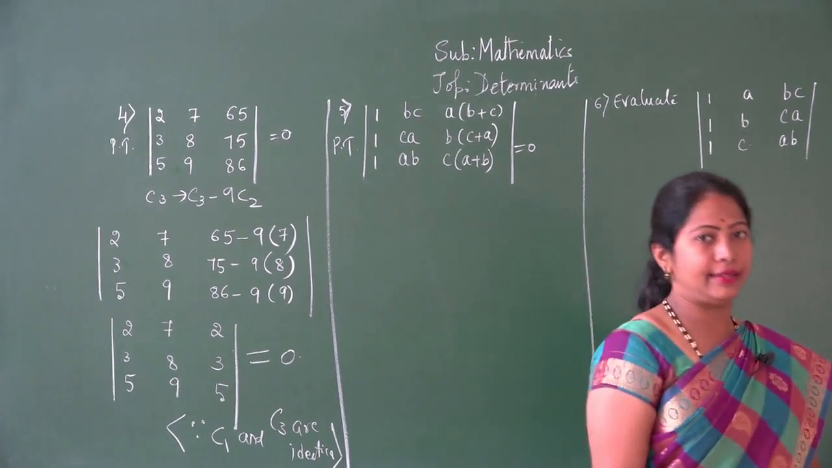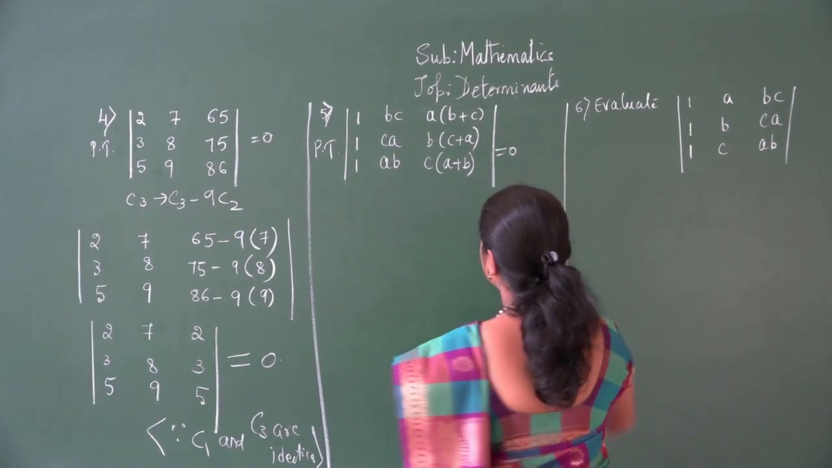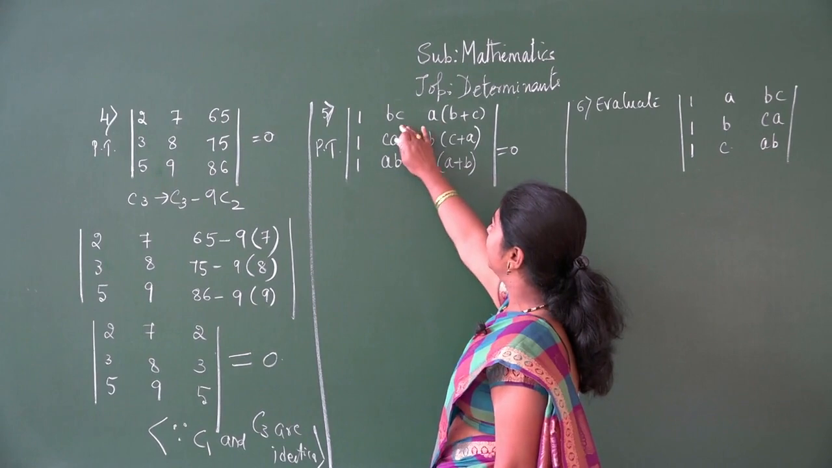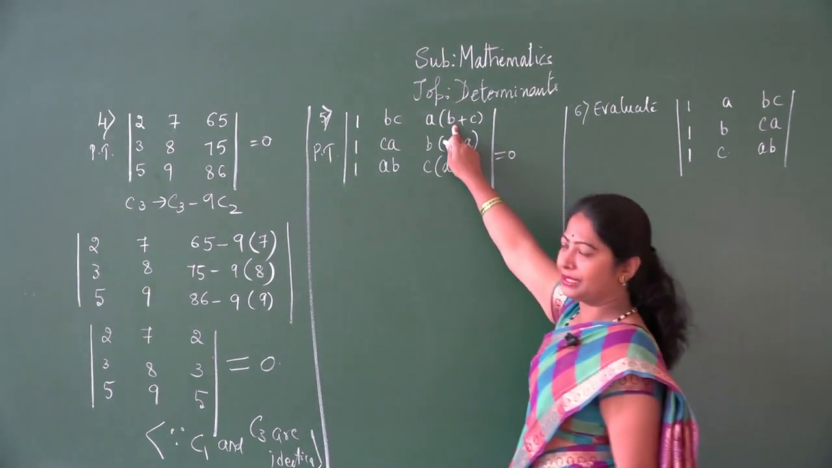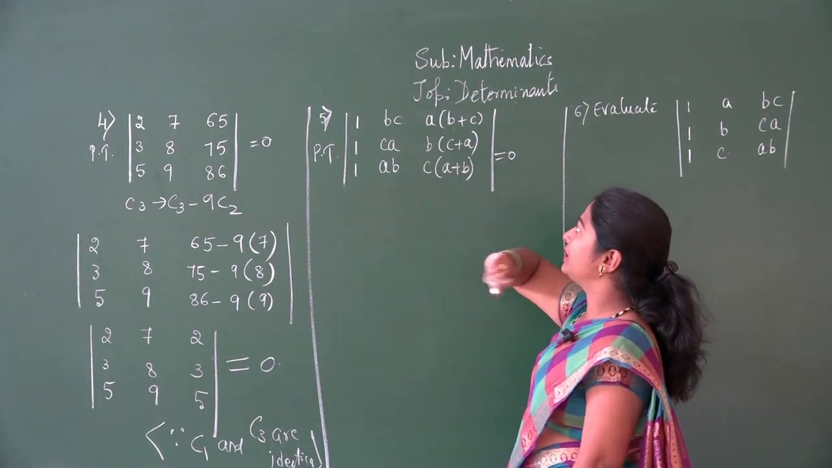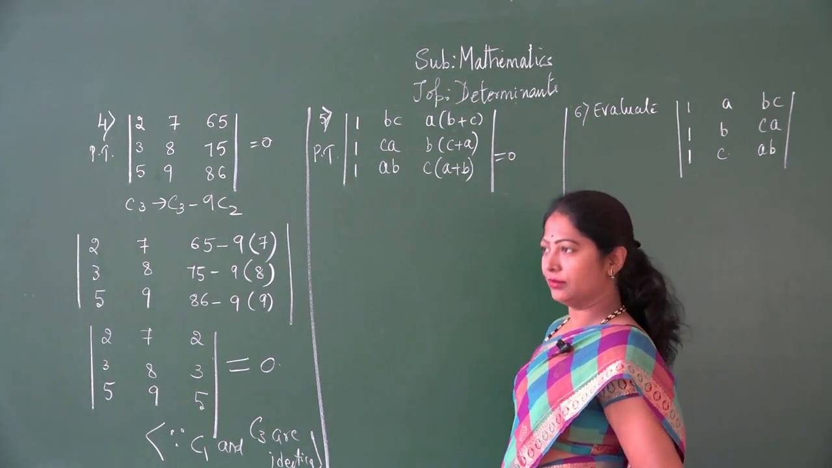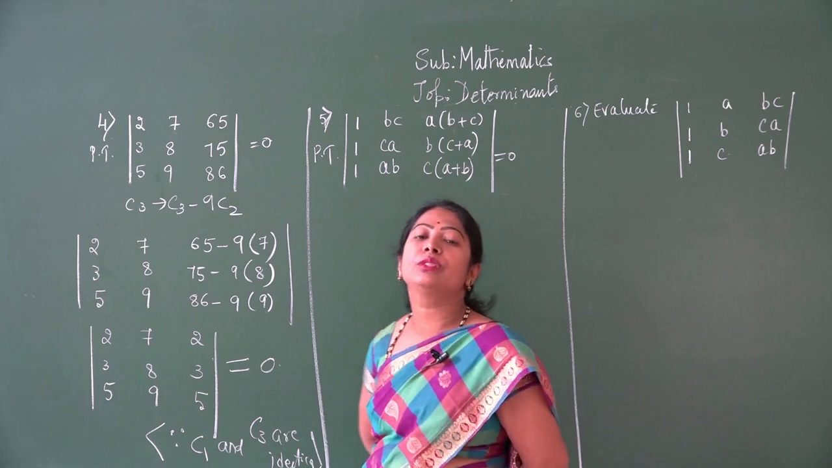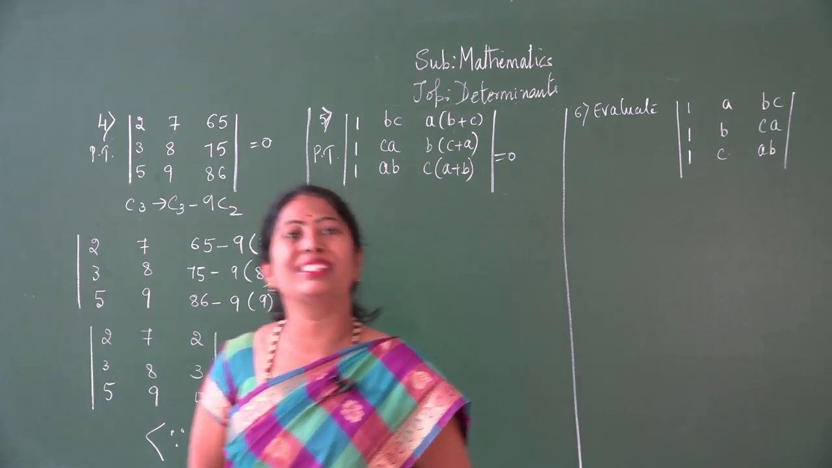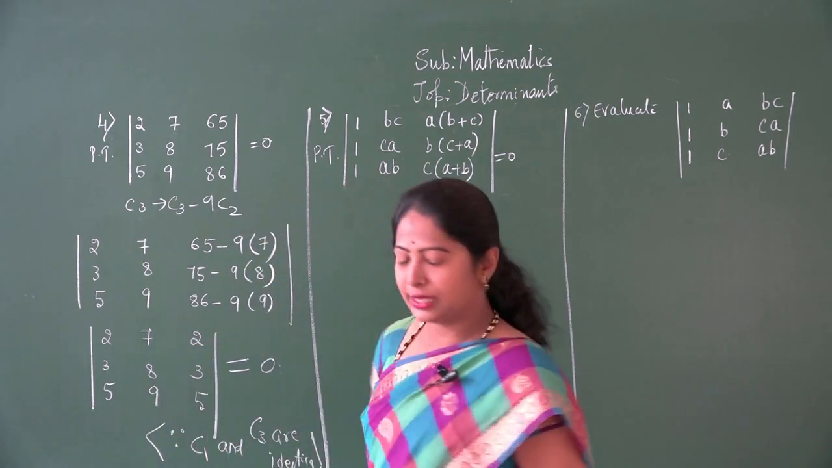Moving on to the next problem. Prove that the determinant of 1, BC, AB(?) — rows 1, BC, A(B+C); 1, CA, B(C+A); 1, AB, C(A+B) — equals 0. Once again, we will use only the two properties of determinants because RHS must be equal to 0.